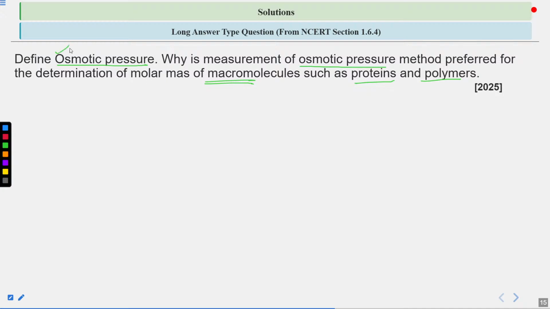First of all, a definition, and then a reason based question. So you have to define osmotic pressure, and you also have to tell the reason why the osmotic pressure method is preferred for macromolecules like proteins and polymers. Macromolecule means large size molecules, micro means small size molecules. This question was in the 2025 CBSE examination, so you have some time, go through it. After that we will continue to its correct answer.